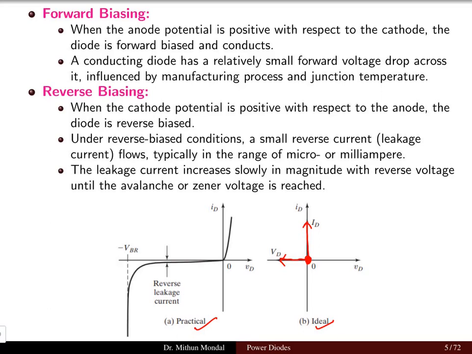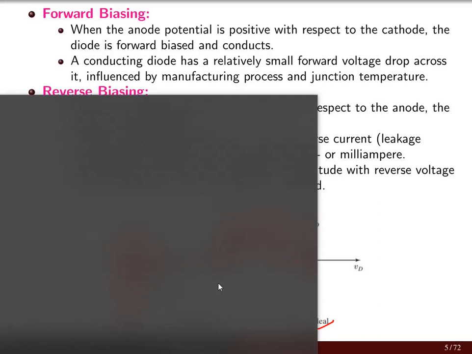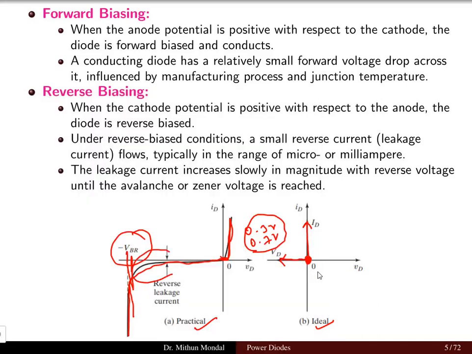But in the practical diode, the diode will conduct after a certain voltage in the forward bias junction, which is 0.3 volt or 0.7 volt. These are the depletion layer potential or the barrier potential, known as the knee voltage. Then the diode will conduct. And in the reverse bias, the diode will have the breakdown after a certain reverse voltage minus VR, and then there will be a breakdown of the diode. And this small current which is involved when the potential is negative is known as reverse leakage current.